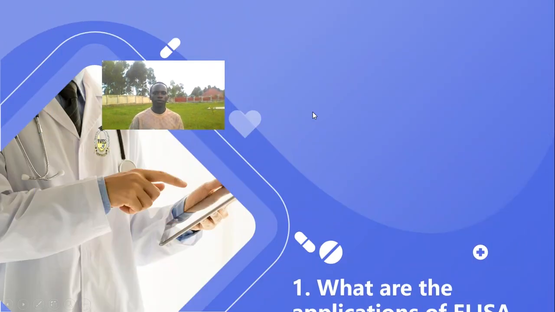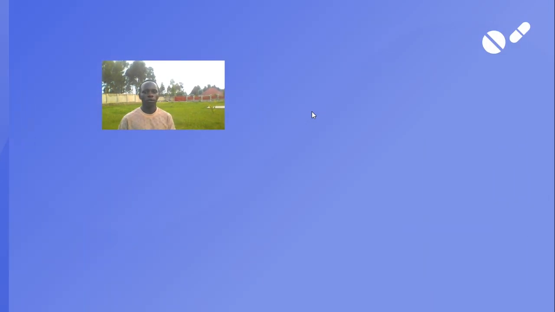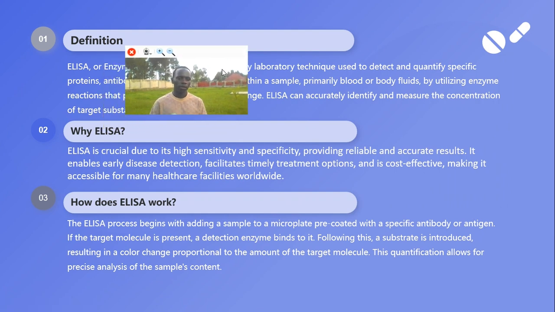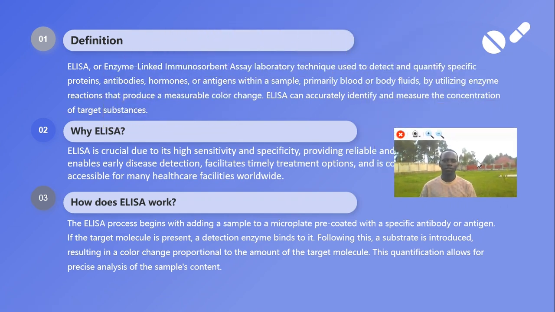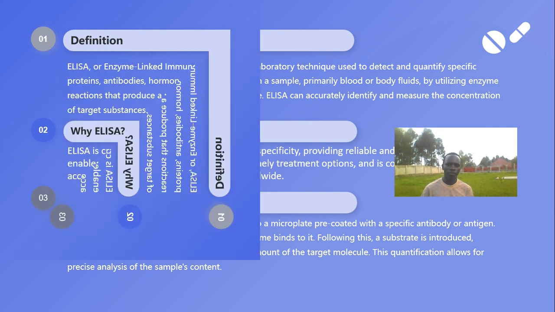Going on the first question, what are the applications of ELISA in clinical practice? So I start by defining ELISA. What is ELISA first of all? ELISA, or enzyme-linked immunoassay, is a laboratory technique which is used to detect and quantify specific proteins like enzymes, antibodies, or hormones, or antigen within a sample, like blood or serum.